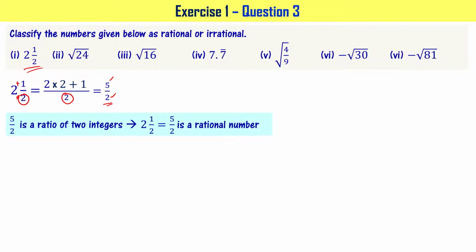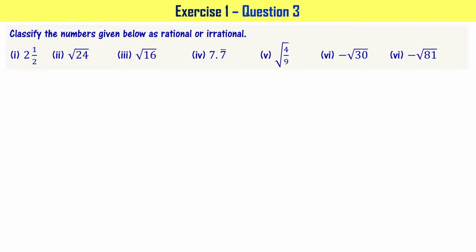Got it? A number which can be written as a ratio of two integers is called a rational number, right? Using that definition, we can say that 5 by 2 is a rational number, right? Now let's go to the second part of the problem, that is root 24. Root 24 can be written as root 4 times 6, right? 4 times 6 is 24. We can write that as root 4 times root 6, right?